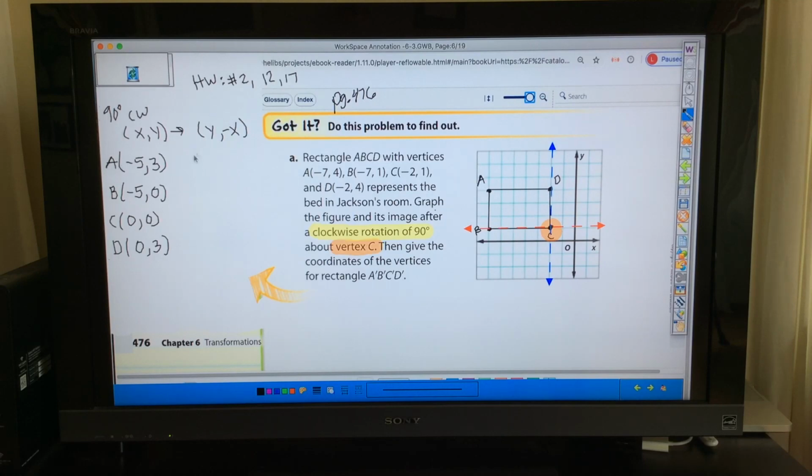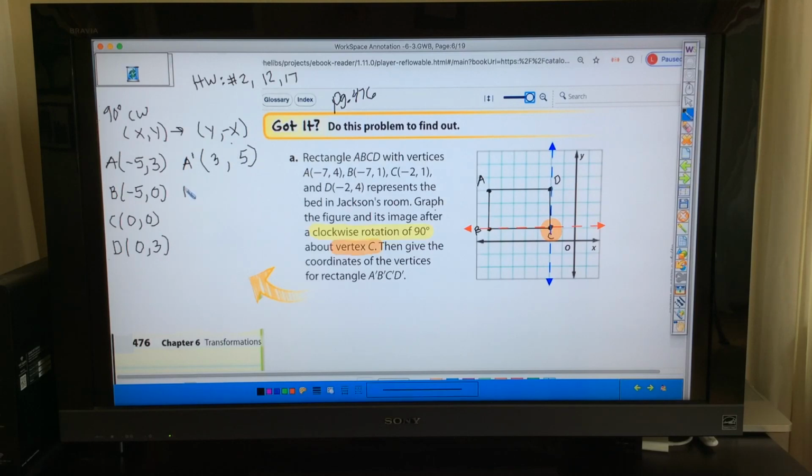Okay, so I'm going to list out my new vertices here. I'm going to call this A prime. First thing I do is switch the place of each of these two values. So (-5, 3) becomes (3, -5). But guess what? I have to take the opposite of the second value. So it's not (3, -5), it's actually (3, 5).